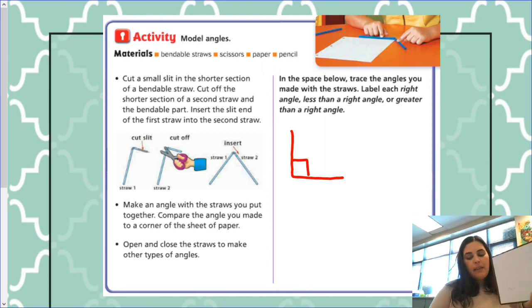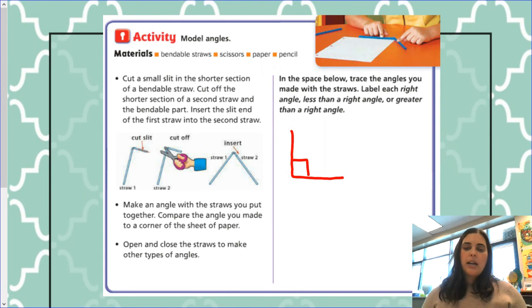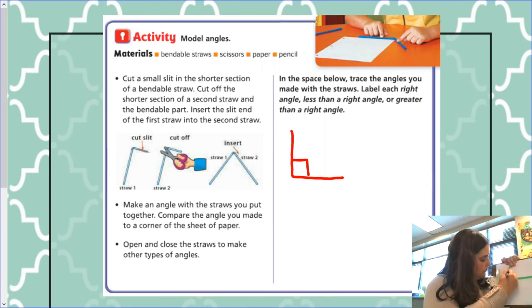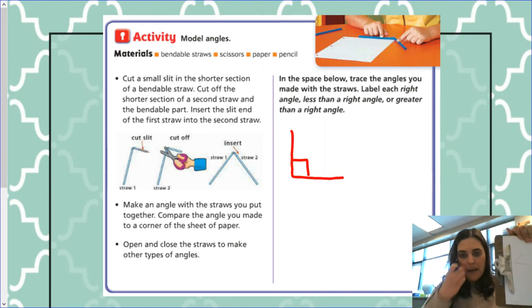Okay. Then I want you to take your straw and make an acute angle. So if this were a right angle, now we want to make it smaller. So I'm just going to take that top straw and almost squish them all the way together. So you're making this right angle less than. So now using the straw, I'm going to try my best to draw an acute angle. And it should look something like that.